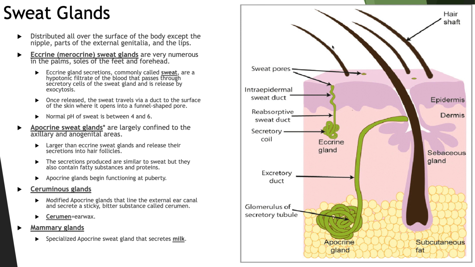These are larger than eccrine sweat glands and release their secretions onto the hair follicles. The secretions that are produced are similar to sweat, but they also contain some fatty substances and proteins. And then the apocrine glands begin functioning at puberty. You have your ceruminous glands, which are modified apocrine glands that line the external ear canal and secrete a sticky, bitter substance called cerumen, which is also earwax. And then you have mammary glands, which are specialized apocrine glands that secrete milk.